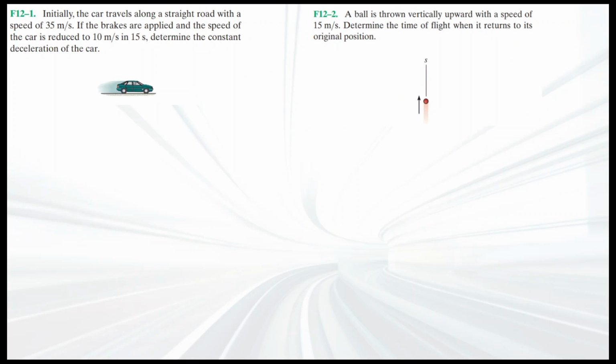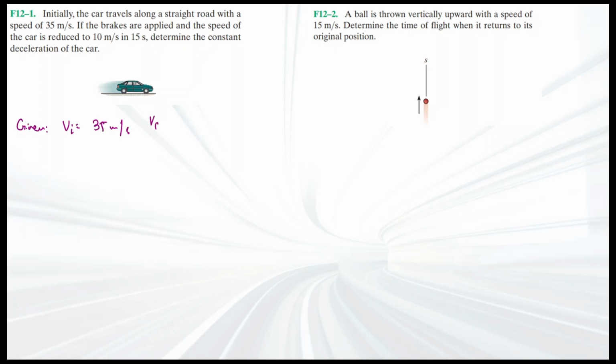First things first, we have here F12-1. Initially the car travels along a straight road with a speed of 35 meters per second. If the brakes are applied, the speed of the car is reduced to 10 meters per second in 15 seconds. So, determine the constant deceleration of the car. We have a lot of clues here. We're being required to find the constant deceleration of the car. We're already given an initial speed of 35 meters per second and a final one of 10 meters per second with a total time of 15 seconds.